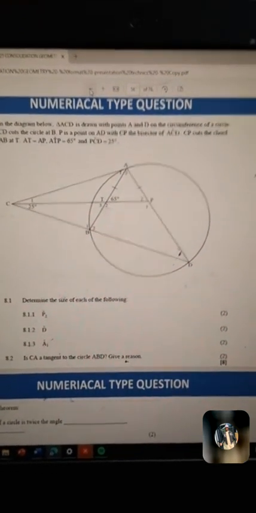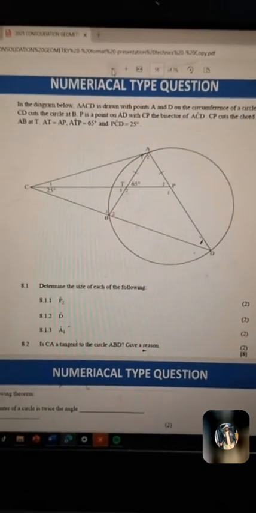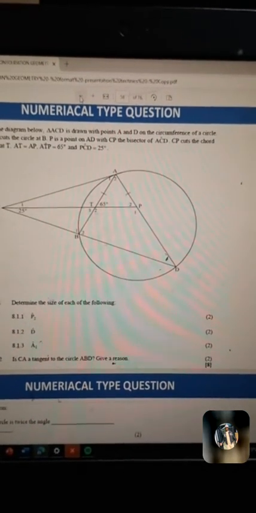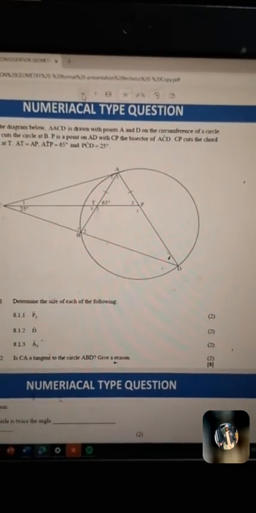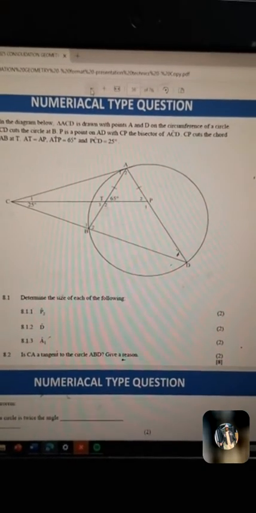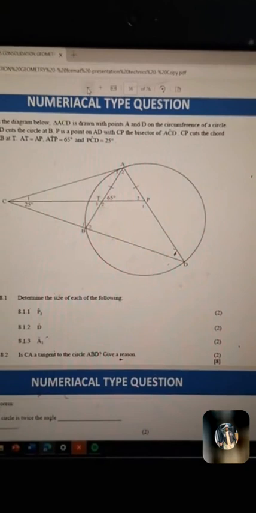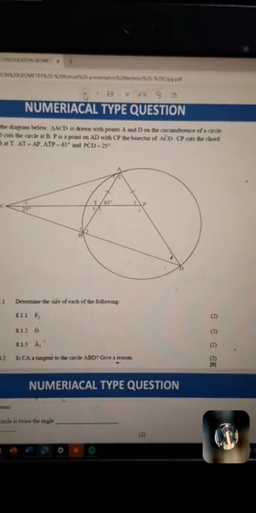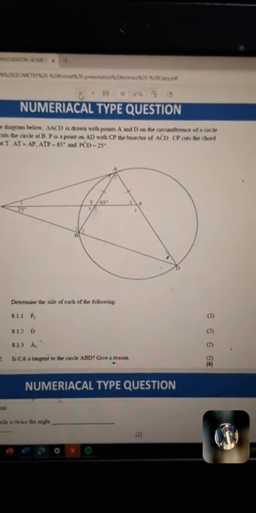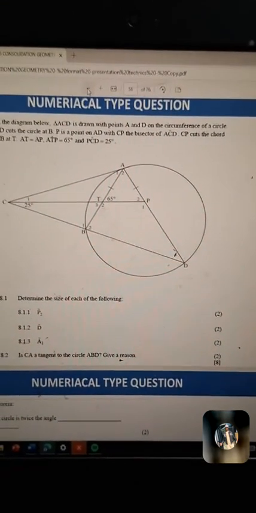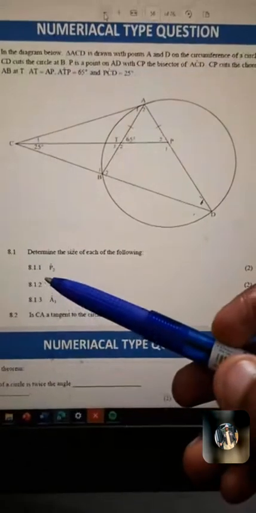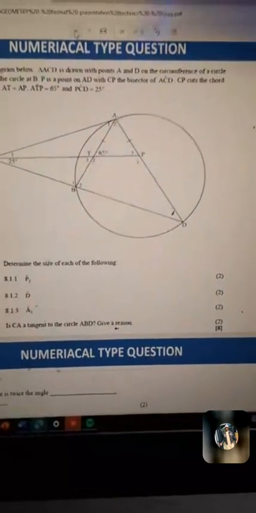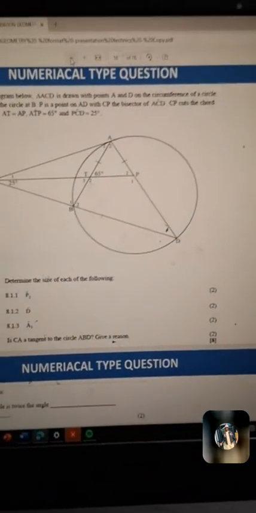You did well. So let's just recap from the beginning, from the top. Though long, it helped us get to the answer, and that's fine. So from the get-go, 8.1.1, you said P2 is equal to 65 degrees. What was the reason? Angles opposite equal sides. So that helped answer our first question, 8.1.1: P2 is 65 degrees, and the reason is angles opposite equal sides.